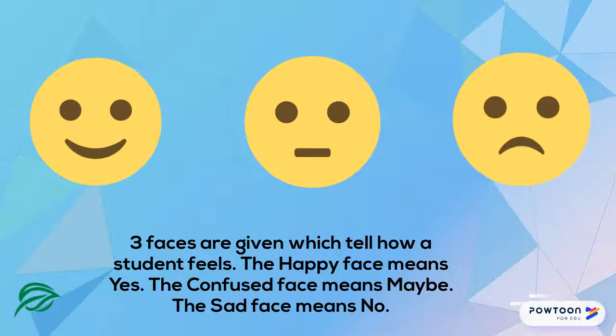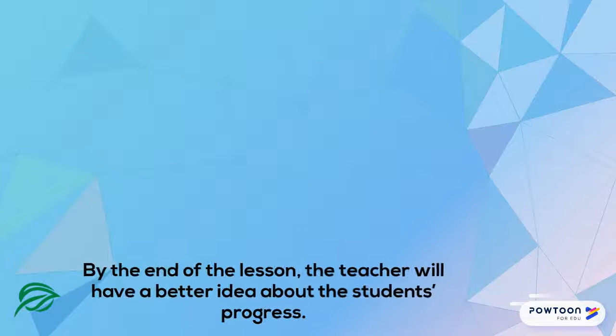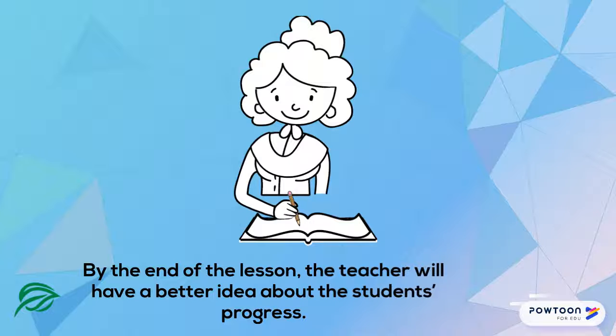3 faces are given which tell how a student feels. The happy face means yes. The confused face means maybe. The sad face means no. By the end of the lesson, the teacher will have a better idea about the students' progress.